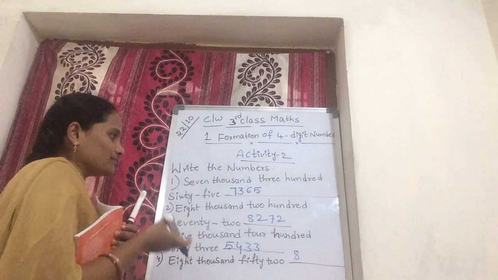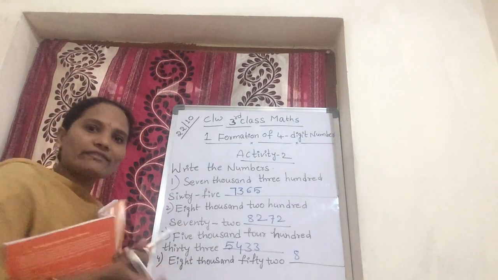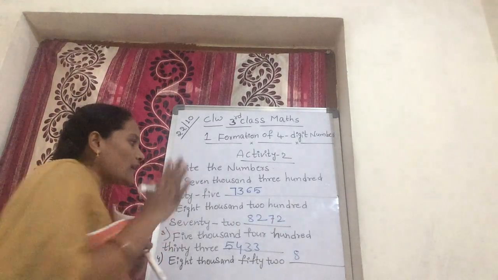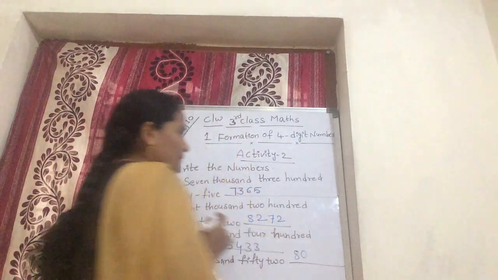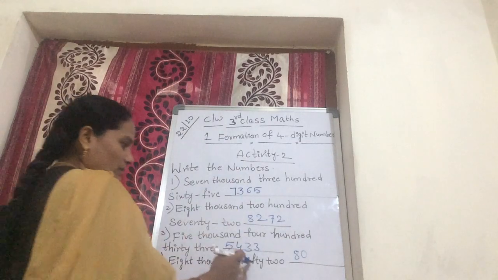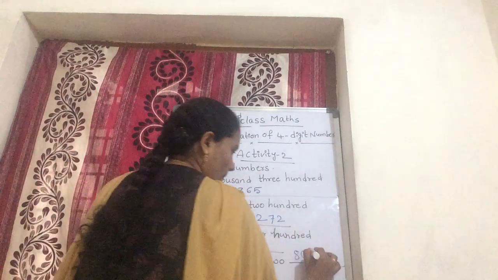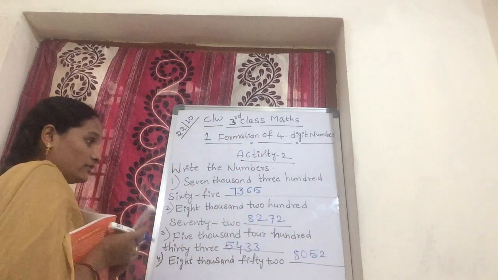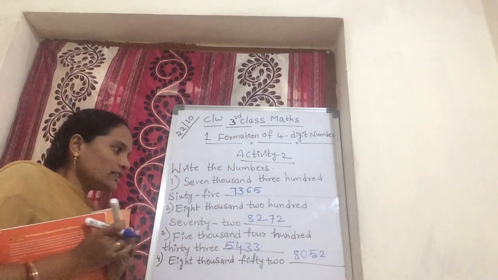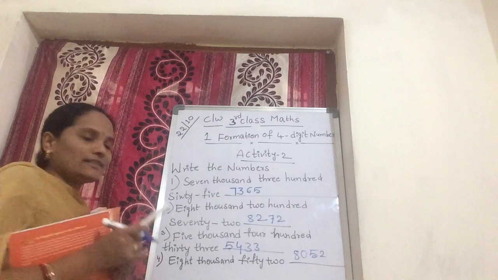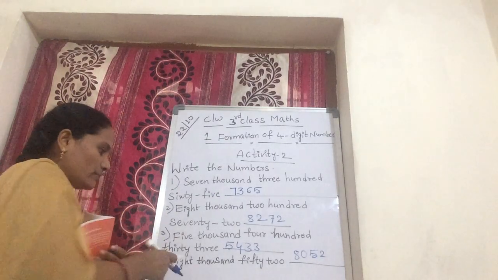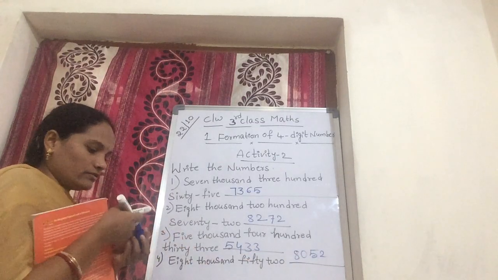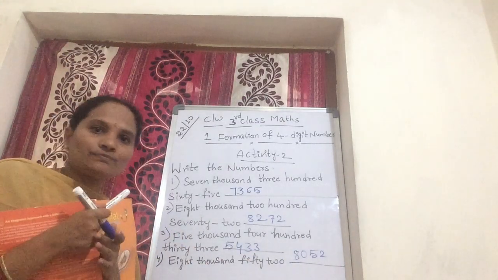Next you write the 100 place. Here the 100 place is not given. So what are you doing? You put 0 in the 100 place. Next one, Amma, 52. You can understand? In whichever place it is not given, you should put a 0. Okay? What is the number? 8,052. You can understand? I think you can understand.